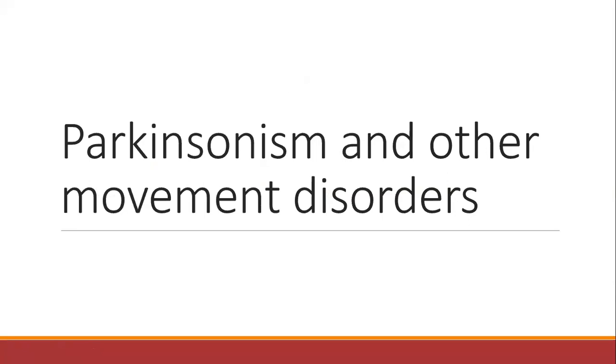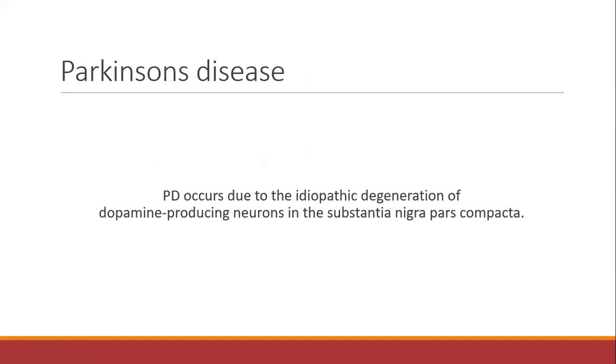Now coming to Parkinsonism and other movement disorders. So Parkinson's disease, typically we always say that the MRI is normal. Parkinson's disease occurs due to the idiopathic degeneration of dopamine-producing neurons in the substantia nigra pars compacta.